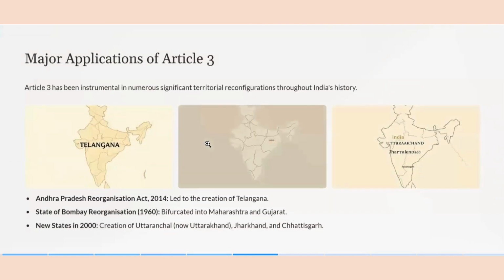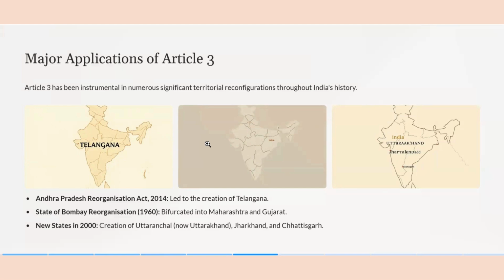Major applications which history has witnessed in India: Article 3 has been instrumental in numerous significant territorial reconfigurations throughout Indian territory. The Andhra Pradesh Reorganization Act 2014, which is recent, led to the creation of Telangana. State of Bombay reorganization in 1960: Bombay was bifurcated into Maharashtra and Gujarat. Before 1960, Maharashtra and Gujarat happened to be one state.